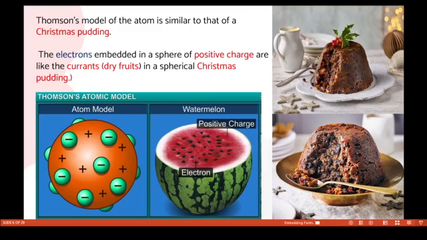See the example, students. The Thomson model of the atom is similar to a Christmas pudding and also like a watermelon. See, these black portions we call electrons, and the red portions we call positive charge. In this cake also, the black portions are electrons and the brown portions are protons. This is the example for the Thomson model.